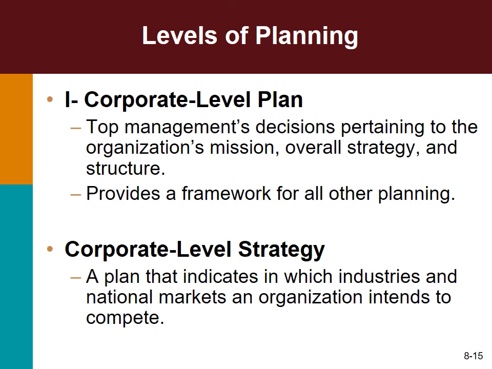So we need a corporate level strategy for this plan. The plan tells me where I should go, and the strategy tells me how I will get there. This is the translation of where, into how to get there. So I have the corporate level strategy. The corporate level strategy is the plan that indicates in which industries and national markets an organization intends to compete. Okay? This is the corporate level strategy and plan.